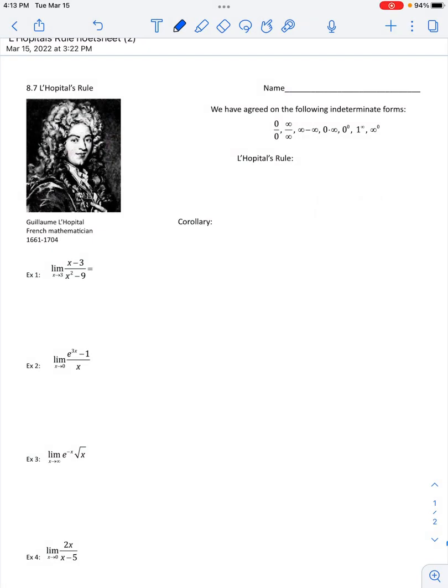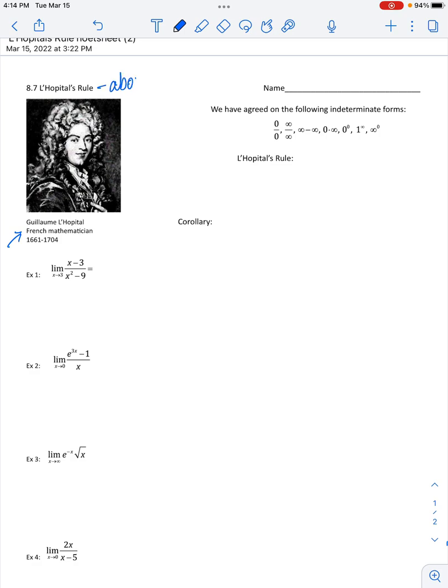All right, gonna do a quick little video here about L'Hopital's rule. So you can see this guy is French. This is our best picture of him. The French part is only interesting because you have to try to pronounce his name, and it's L'Hopital. It's a rule about finding limits.